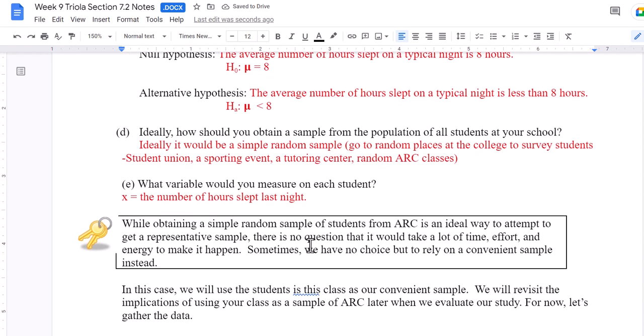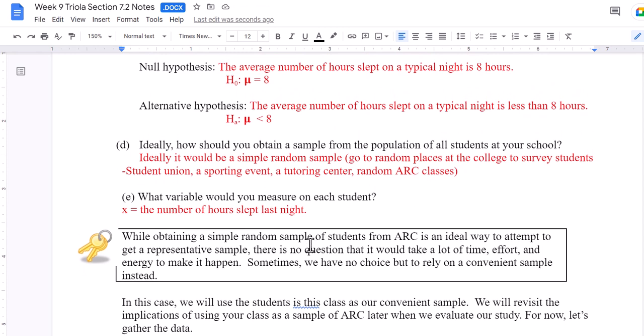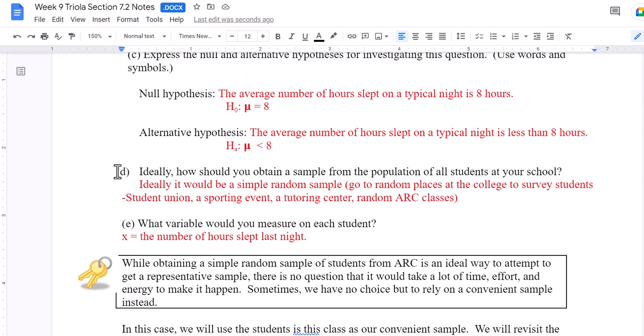So while obtaining a simple random sample of students from ARC is an ideal way to attempt to get a representative sample, there is no question that it will take a lot of time, effort, and energy for you to make that happen. Sometimes we have no choice but to rely on a convenient sample instead. Right? Look above at part D.